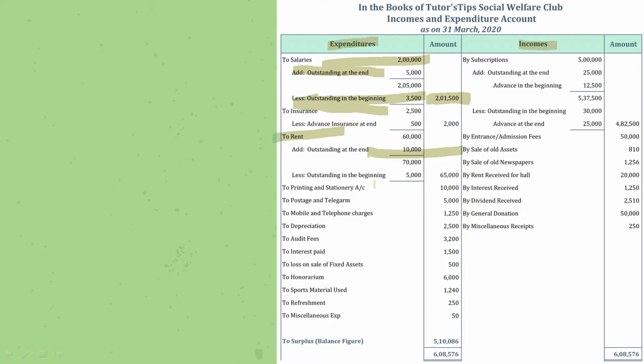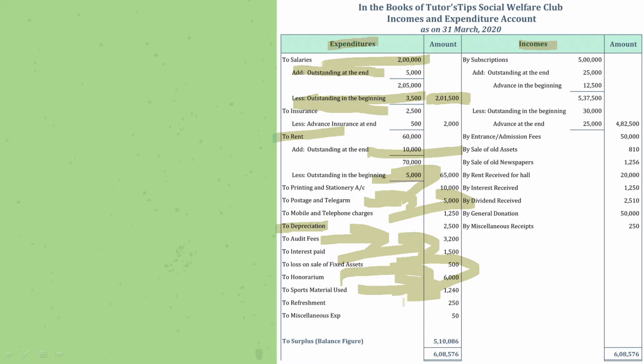Next to this, printing and stationery expenses, postage and telegram, mobile and telephone, depreciation, we know we put it on capital receipts, like capital expenses like buildings or equipment. And audit fees, interest paid, loss on sale of asset, honorarium, sports material, refreshment, miscellaneous, all these expenses that we've incurred. Now what are the incomes?